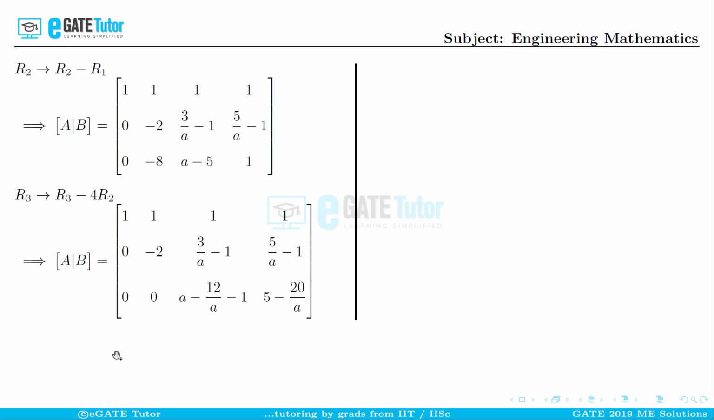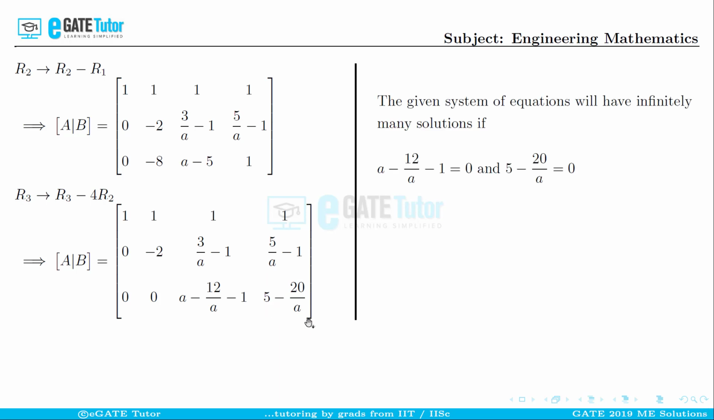Now from this matrix, the given set of equations will have infinite solutions if and only if (a - 12)/(a - 1) = 0 and 5 - 20/a also should be equal to 0. When you simplify the first condition, we get two possibilities for a, a = -3, 4, and when you simplify the second condition, we get a = 4. Among these two solutions for a, we have only one value in common, which is a = 4.